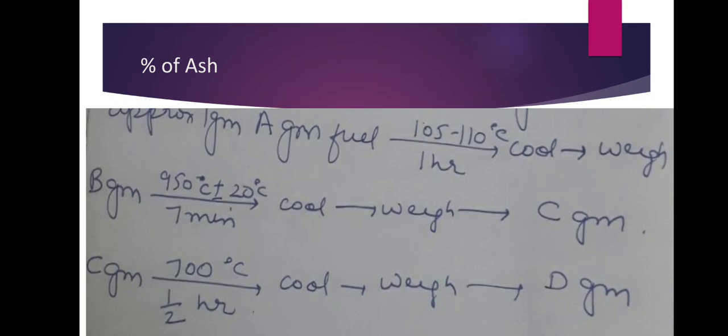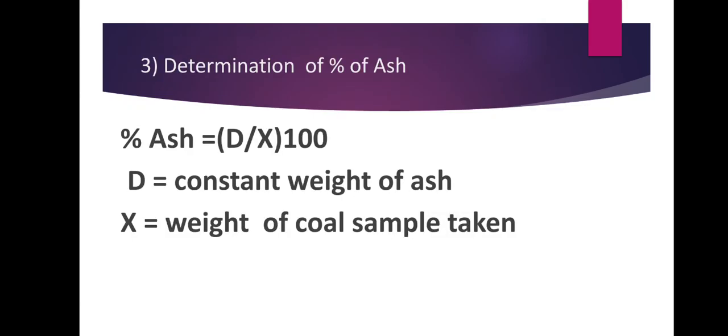and that will give us the weight of the ash content. So the formula that we have for the ash content, the final weight after heating, will be equal to d gram. So the percentage of ash will be equal to d upon x into 100, where d is the constant weight or the last weight that is obtained, and x is the amount of coal sample that is originally taken. X is nothing but equal to a, because a was the original amount of coal sample that was taken. So in this way we determine the percentage of ash.